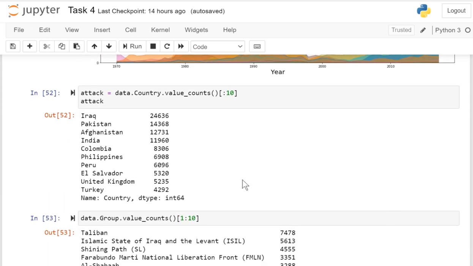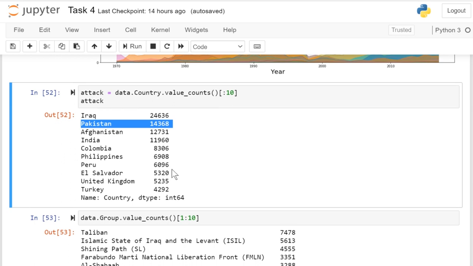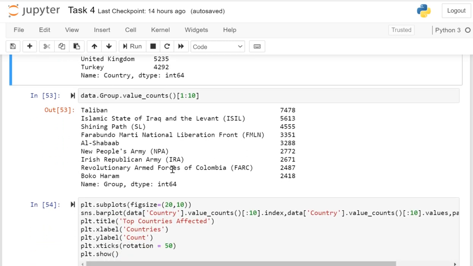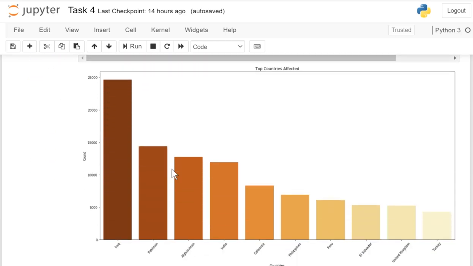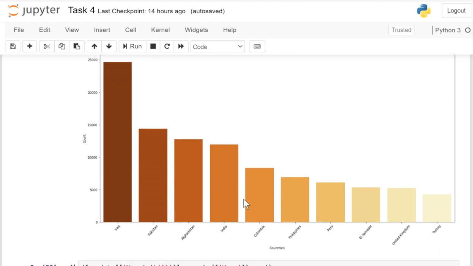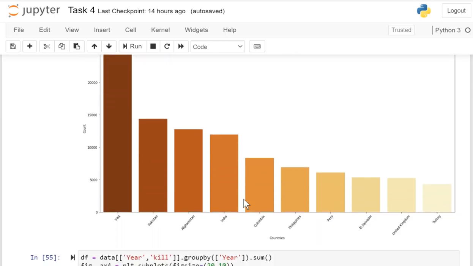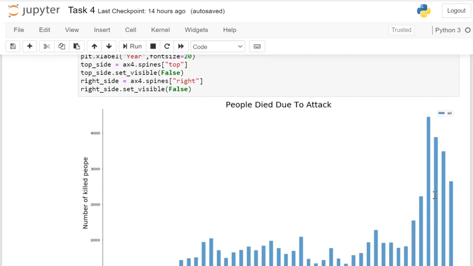So we are counting the attacks in each country, like how many attacks there have been in each country, and then there is the group value counts, for example Tibetan Islamic. Then there is the top countries affected chart, which shows the count and the countries. Iraq is the most affected country, and the least affected is Turkey.